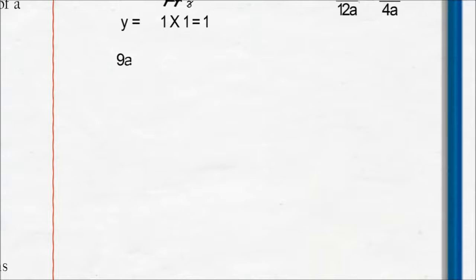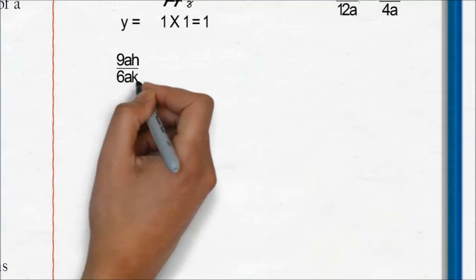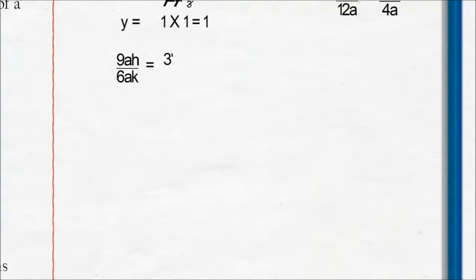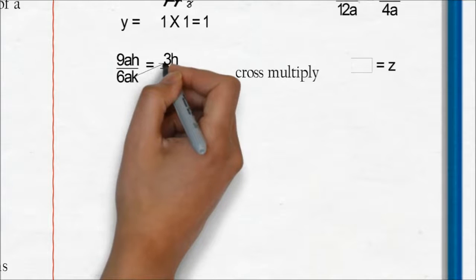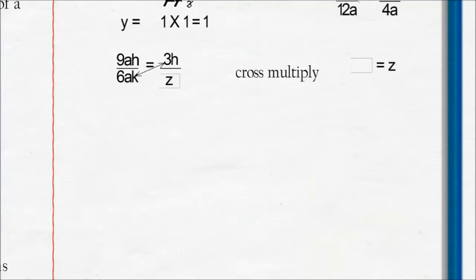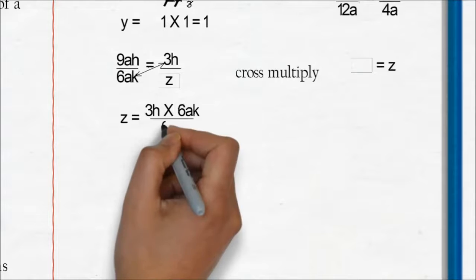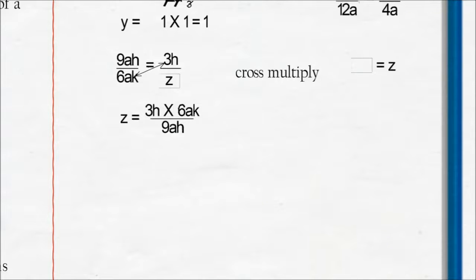In number 3, we have 9ah over 6ak equal to 3h over box. Now in this example, let's call box z. So when we cross multiply, we simply multiply 6ak multiplied by 3h. Therefore, z is equal to 3h multiplied by 6ak divided by 9ah.